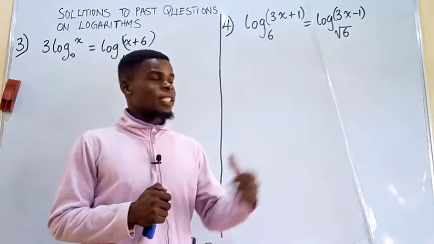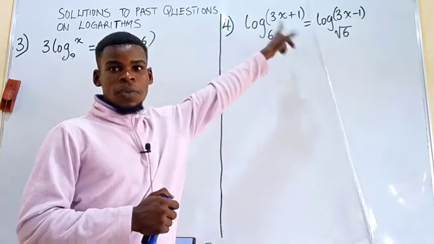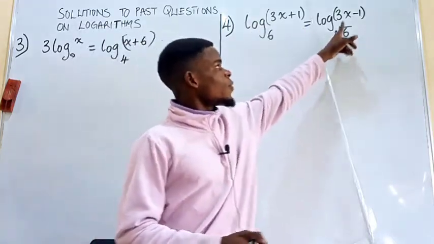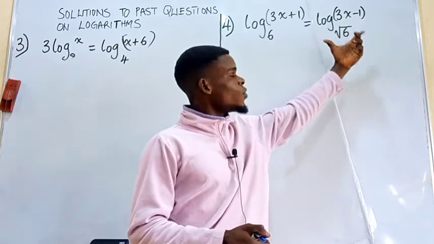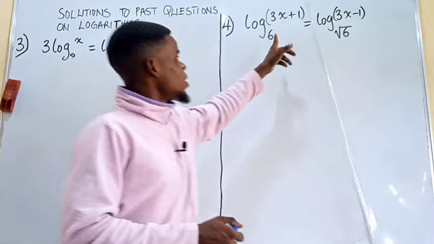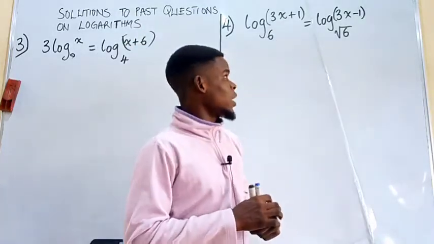Okay, now in this video, we want to look at the number 4 question. So we see that we have the logarithm of 3x plus 1 to base 6 is equal to the logarithm of 3x minus 1 to base root 6. So this is 6 and this is root 6. The bases are not the same. So how do we go ahead and solve this?